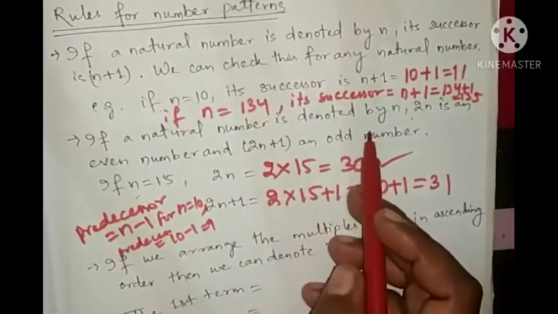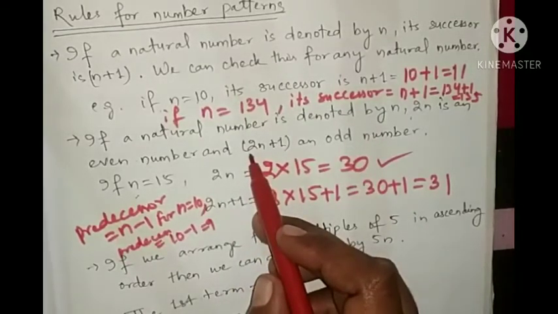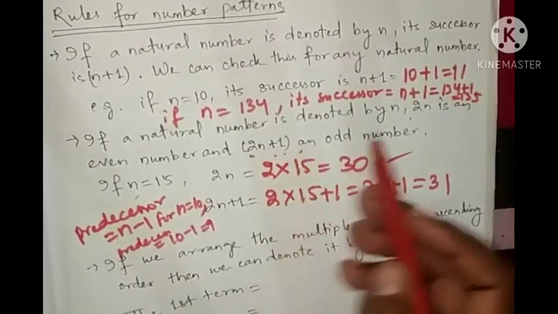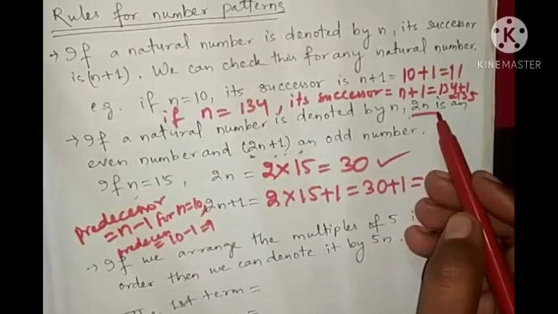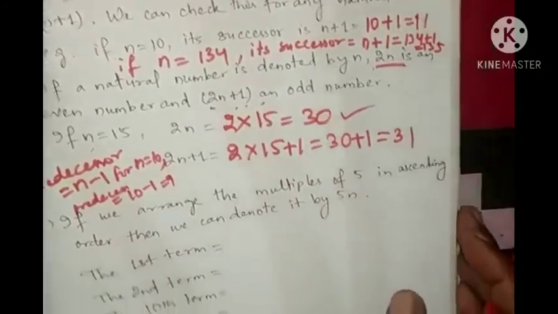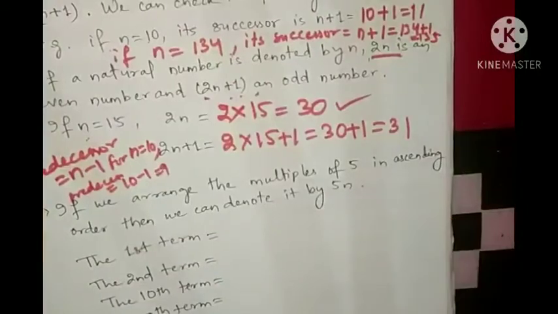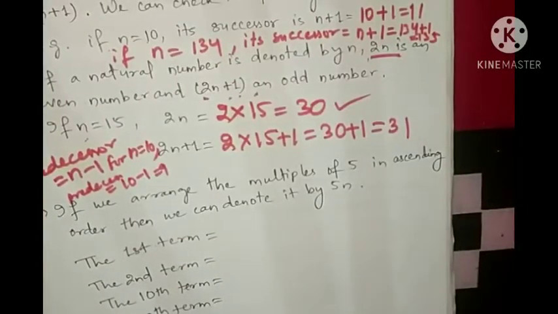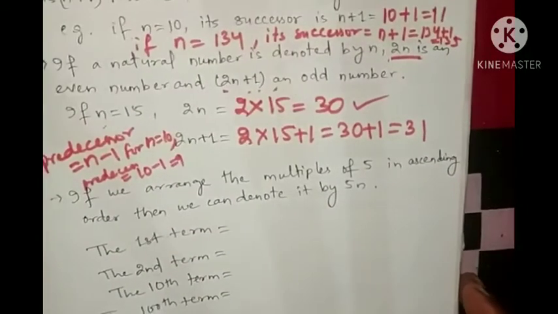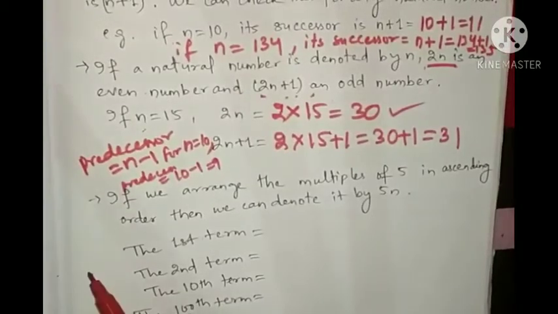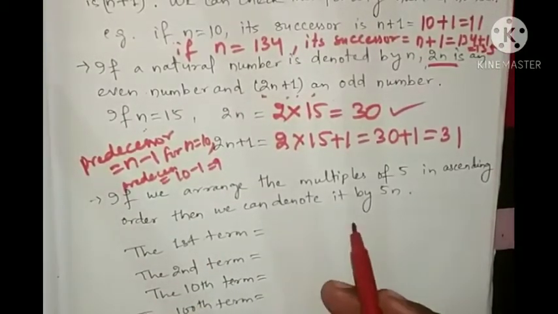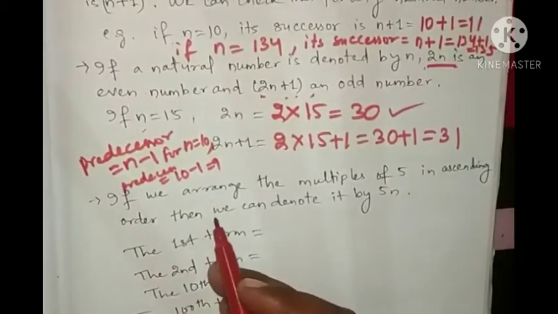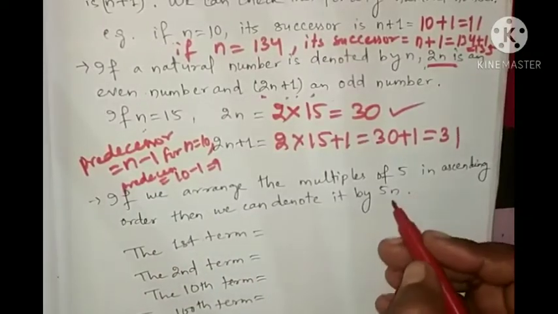For an odd number, the rule is 2n plus 1. For an even number, the rule is 2n. Next, it is given that if we arrange the multiples of 5 in ascending order, then we can denote it by 5n.